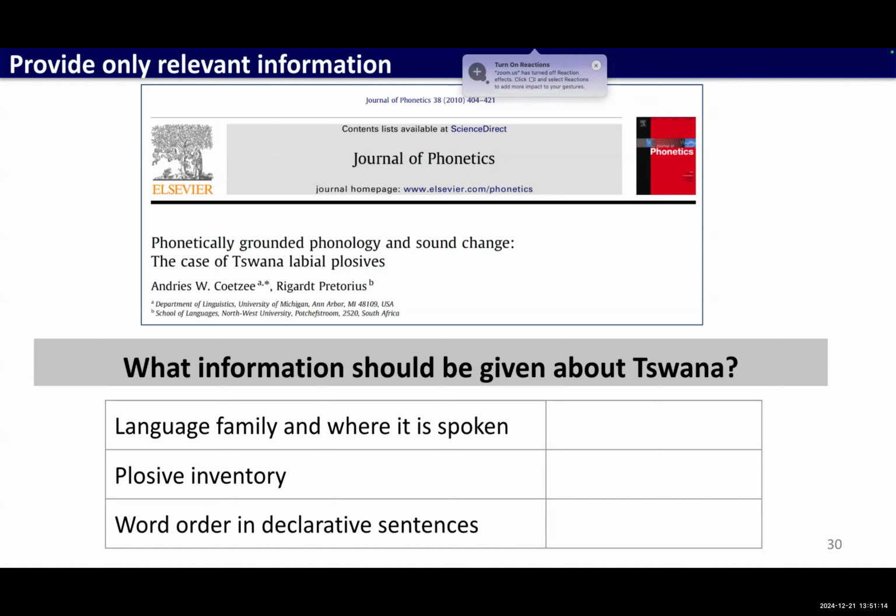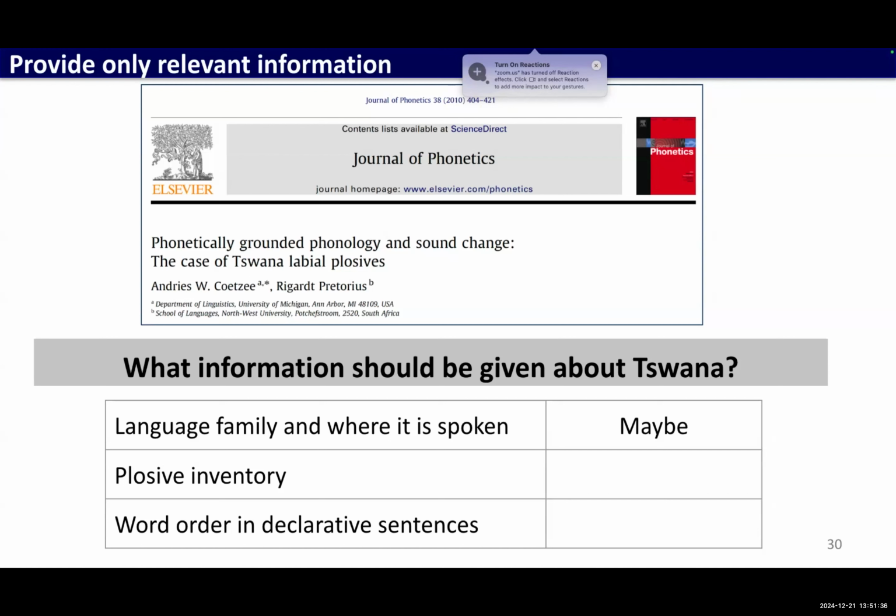Well, it probably isn't relevant, right? It doesn't matter where a language is spoken, how its phonetic system works, but this is one that I think you can probably include, right? You write to linguists, as linguists, we love languages and we want to know more about them, and the average linguist wouldn't know Tswana as a Bantu language of South Africa. So that's probably okay to include that.